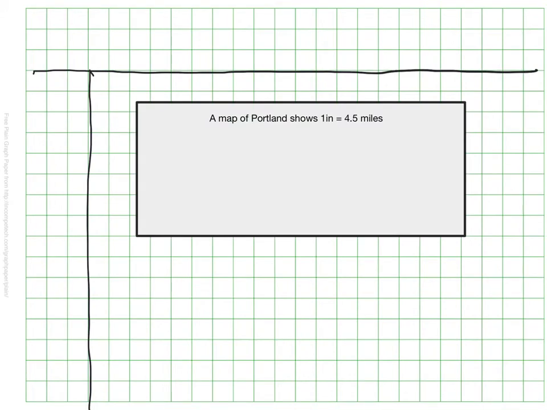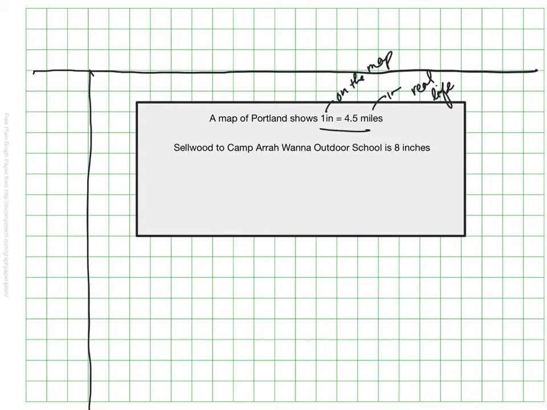So I looked at a map of Portland and I saw that in the scale on the key it said 1 inch on the map represents 4.5 miles in real life. On that same map, I looked from our school to one of our outdoor schools and I saw that it was 8 inches apart. So my question would be, how far away is Camp Arowana from Selwood?